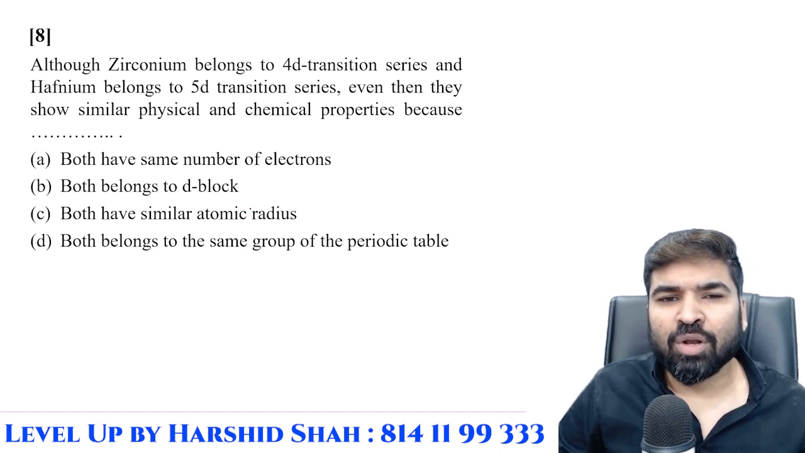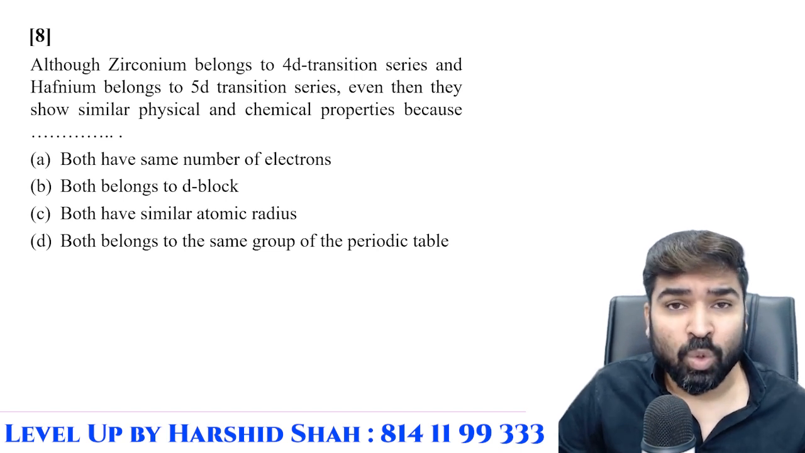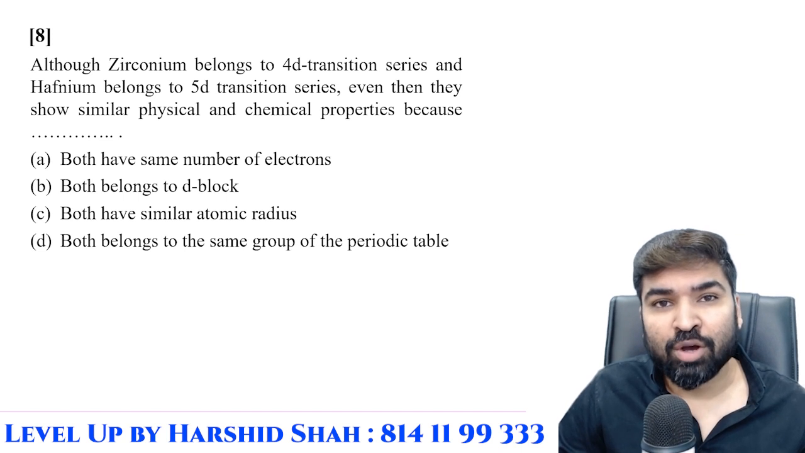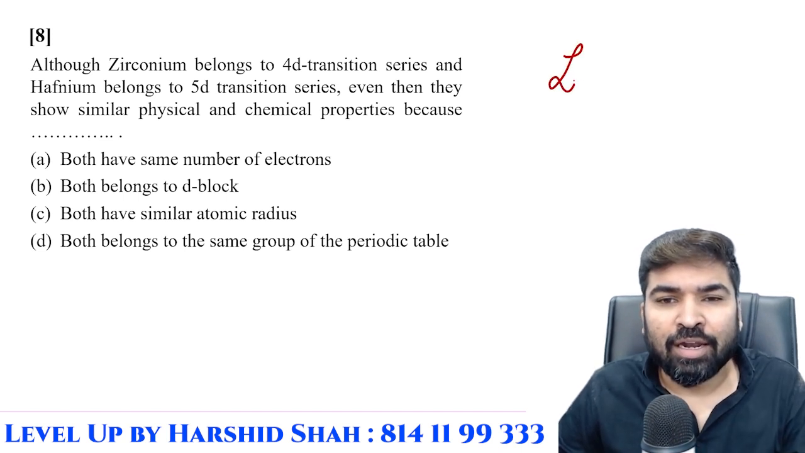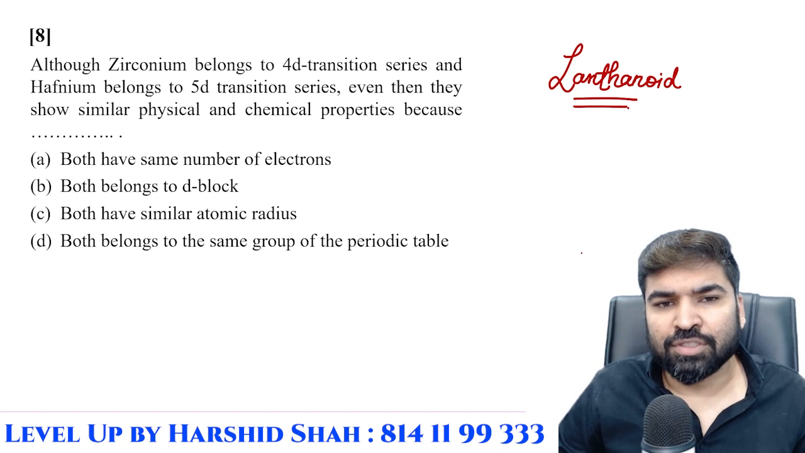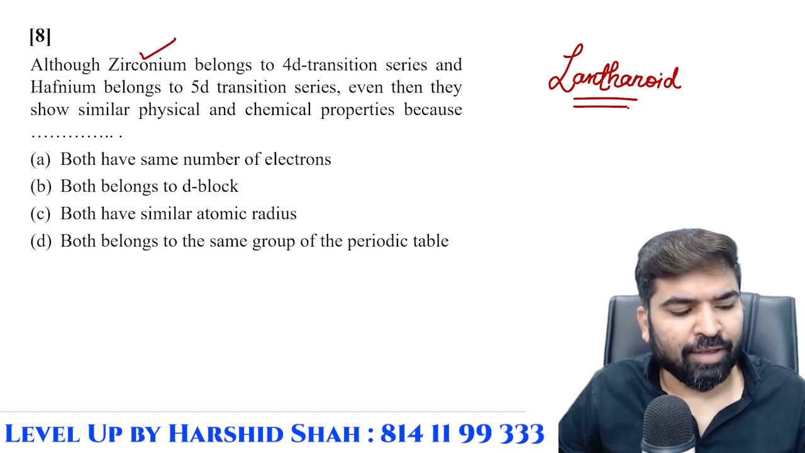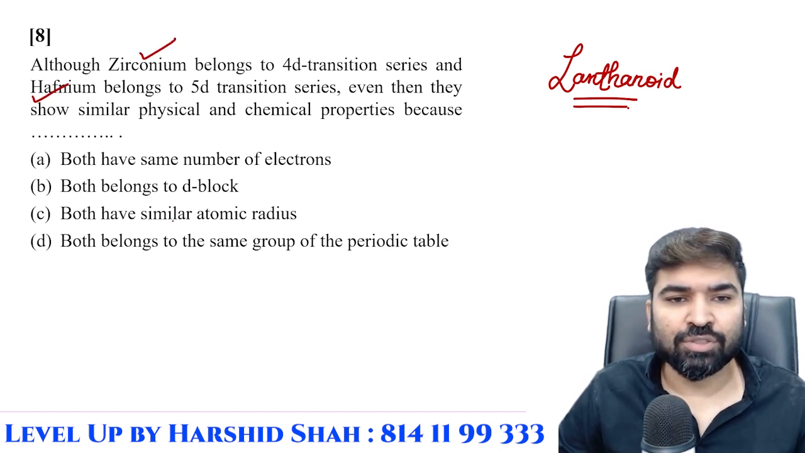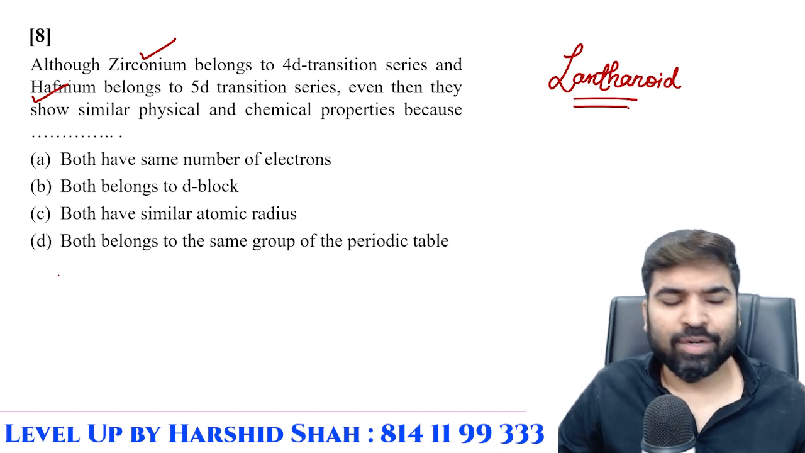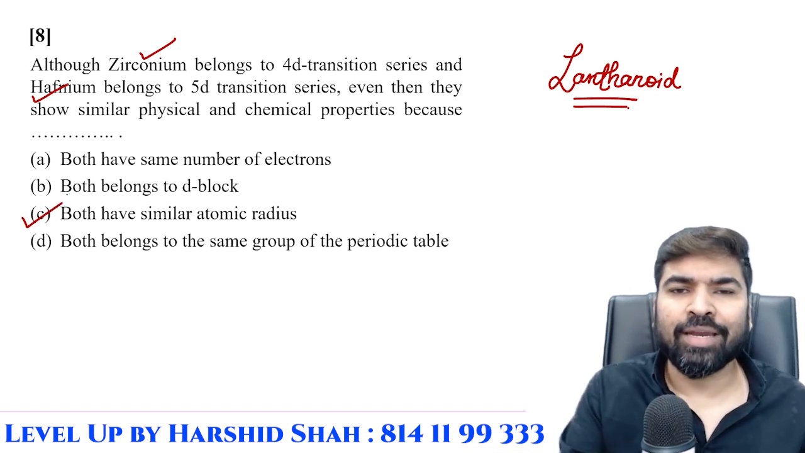Although zirconium belongs to the 4d transition series and hafnium belongs to the 5d transition series, even then they show similar physical and chemical properties. Physical and chemical properties are equal in both of these because of what? Because of a property called lanthanoid contraction. Lanthanoid contraction causes these two, zirconium and hafnium, to have almost the same radius. So look at the options, both have similar atomic radius. Option C will be your correct answer.